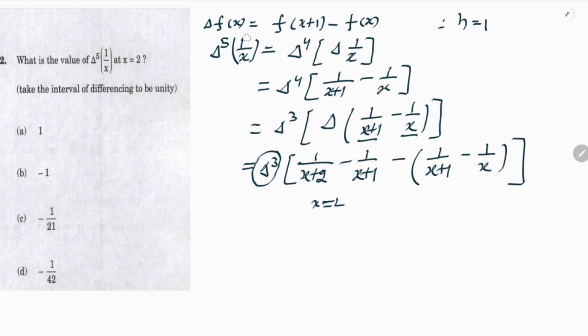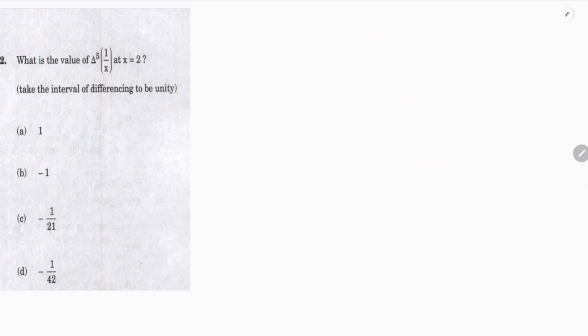What is the second method? The second method is to change the delta into powers of E. We know that delta is equal to E minus 1. So in place of delta to the power 5, we can use (E minus 1) to the power 5. So instead of operating delta on 1 upon x five times, we can just take the 5th power of E minus 1.